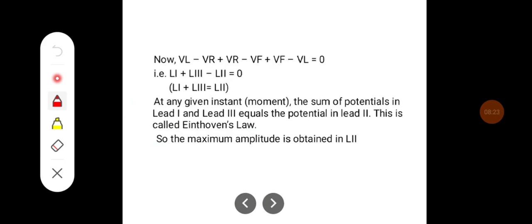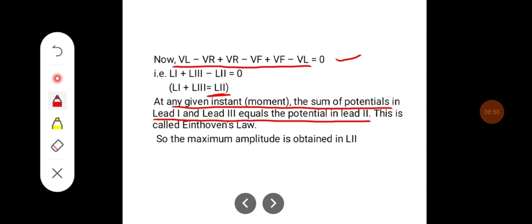Now the voltage across the Einthoven triangle becomes 0, where lead 1 plus lead 3 minus lead 2 is equal to 0. That means lead 2 is equal to lead 1 plus lead 3. At any given instant, the sum of potentials in lead 1 and lead 3 equals the potential in lead 2. This is called Einthoven's law. So the maximum amplitude is obtained in lead 2.